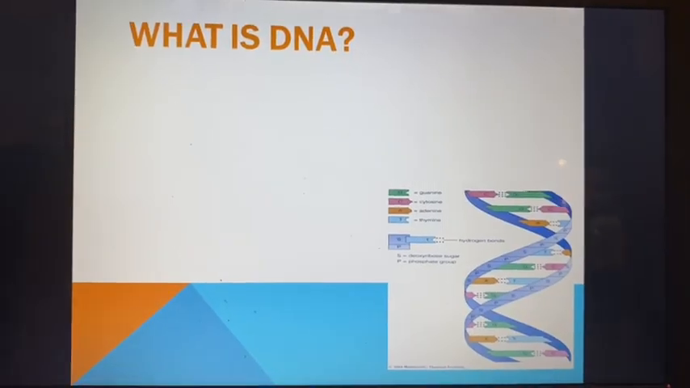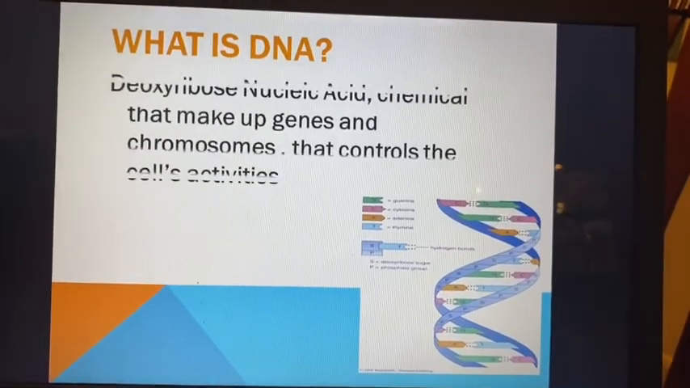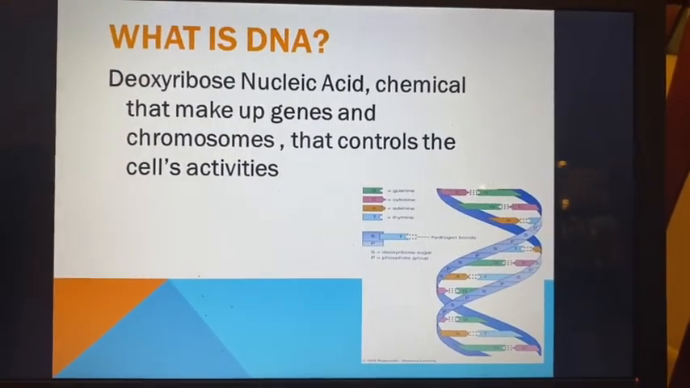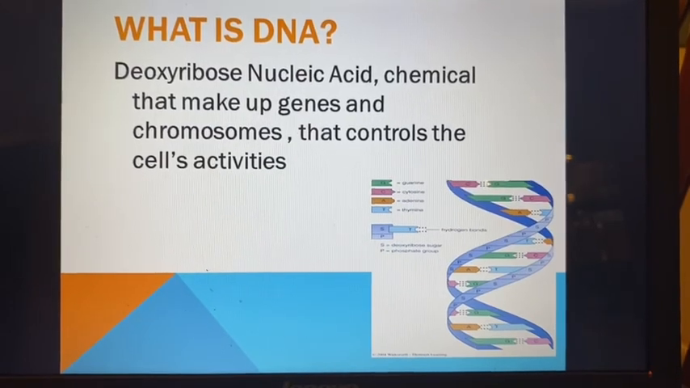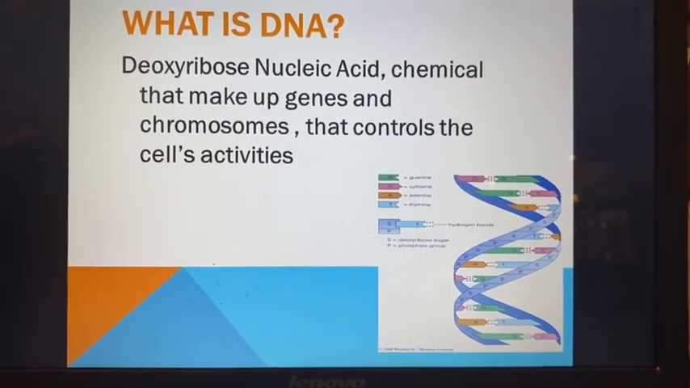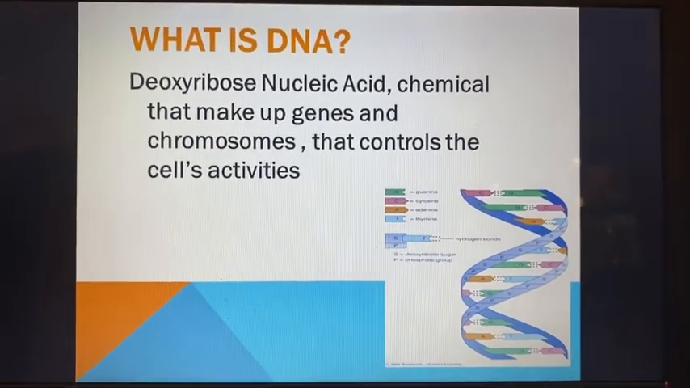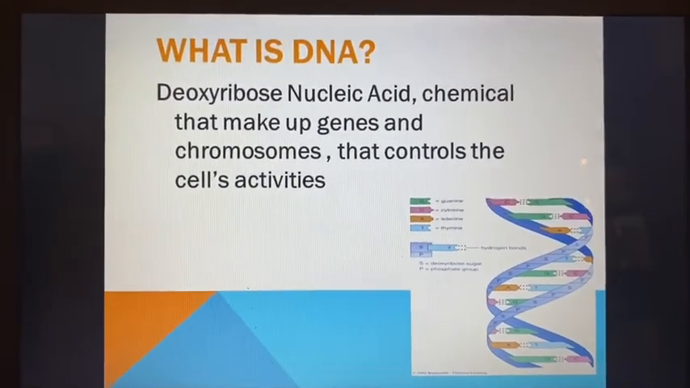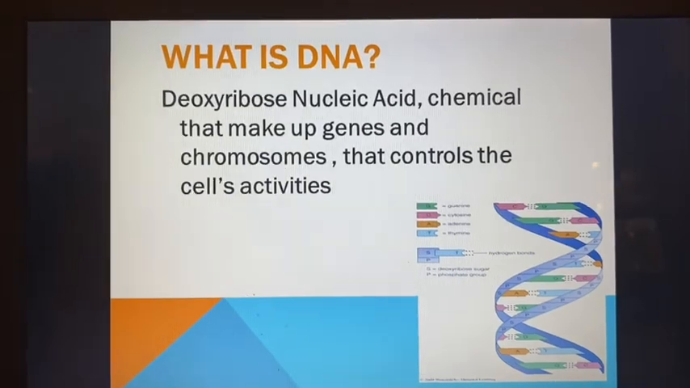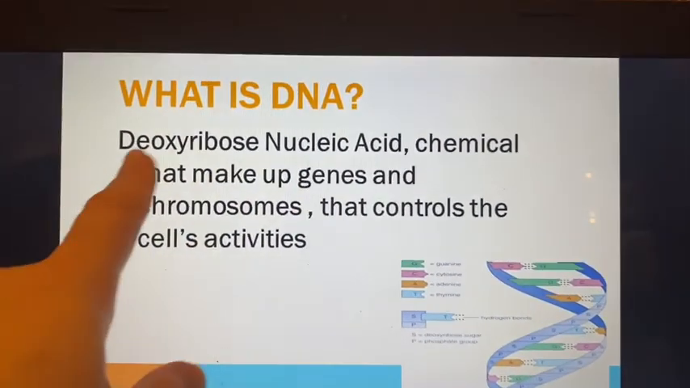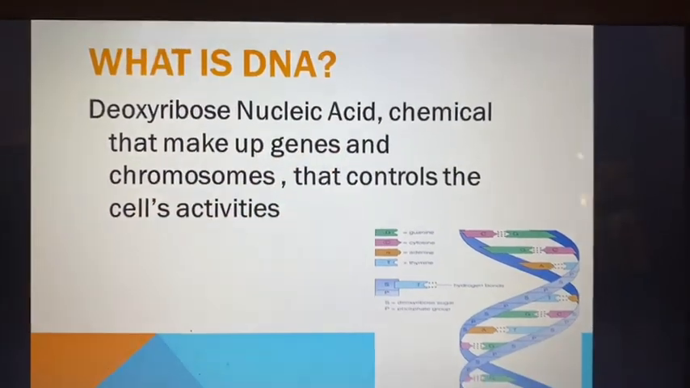Go back to the definition of the DNA. We said that DNA is deoxyribose nucleic acid. It's a chemical that makes up genes and chromosomes. Remember the pizza? We said it is the ingredient, the DNA. If there's no DNA, there's no gene, there are no chromosomes. Okay, and you have to memorize the abbreviation, deoxyribose nucleic acid.